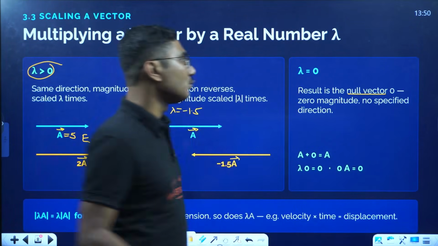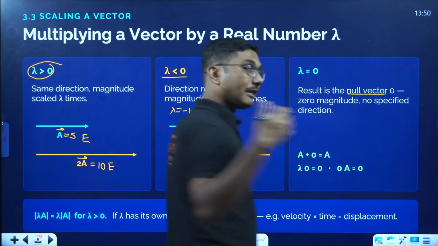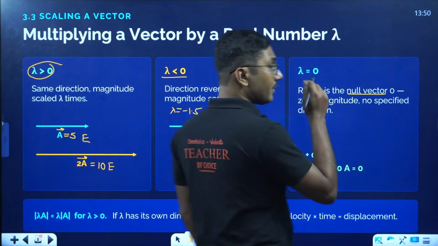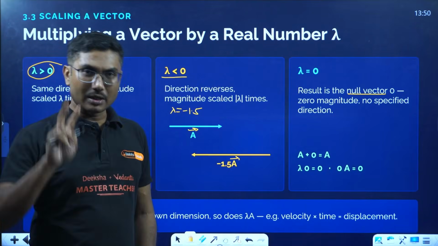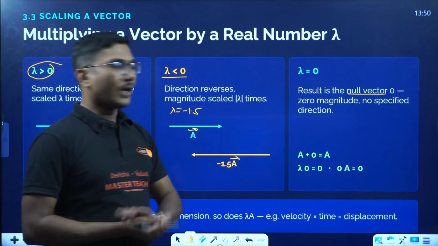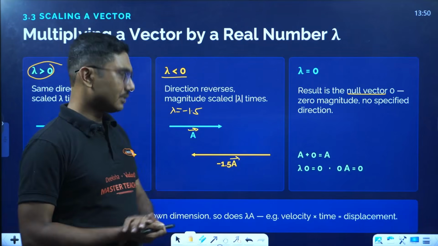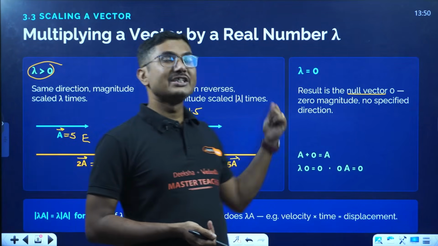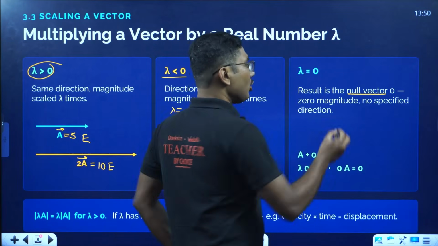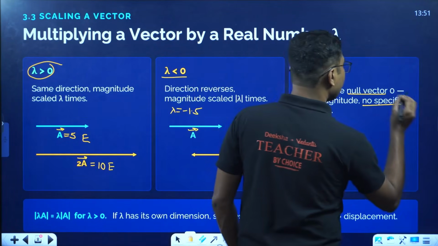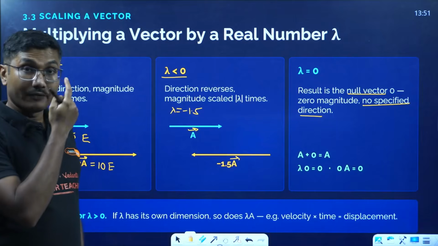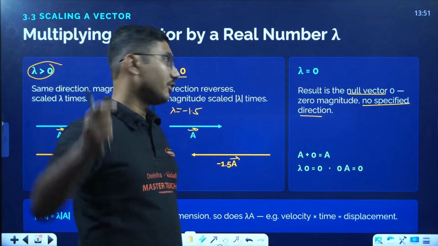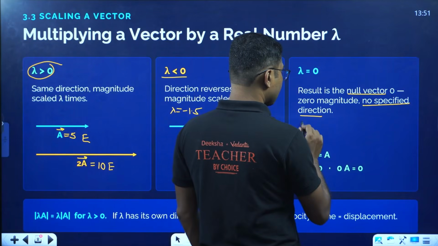So the null vector is super important. Remember, what is a null vector? It can be asked as a 2-marker question. You need to write the definition and give one example. Remember that a null vector is a vector having 0 magnitude and no specified direction. You can give 2 examples. One is multiplication.